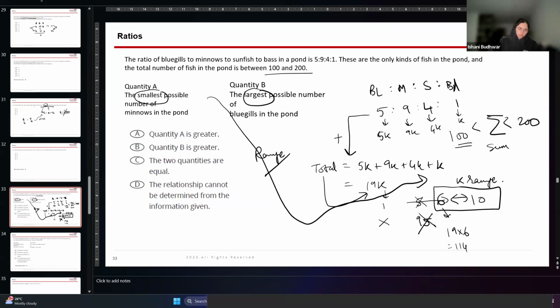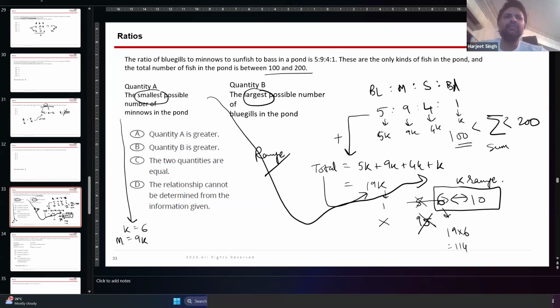So smallest number of minnows is possible for K equal to 6. And minnows is equal to 9K, which means K is 6. So 9 into 6 is 54. Similarly, largest number of bluegills in the pond will be possible when K equal to highest value, which is 10, right?